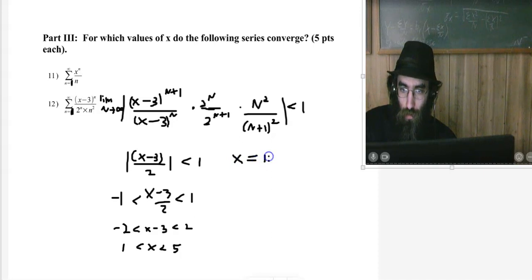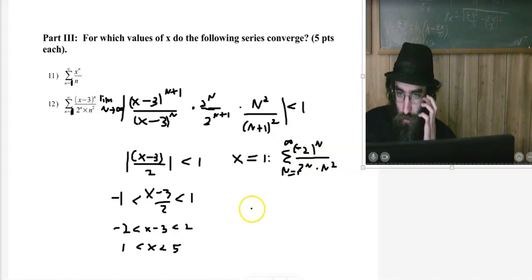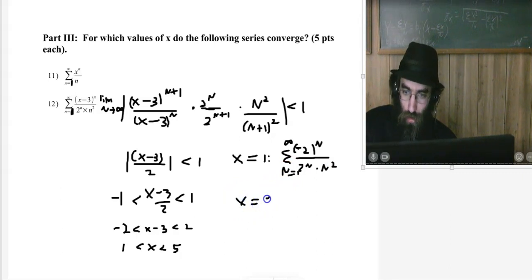X equals 1. You get sum n goes 1 to infinity negative 2 to the n over 2 to the n times n squared. Converges because it's an alternating series. Well, alternating series with decrease. It passes the alternating series test.